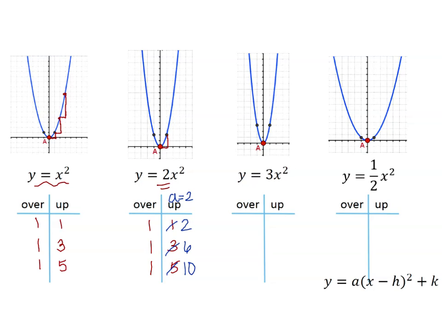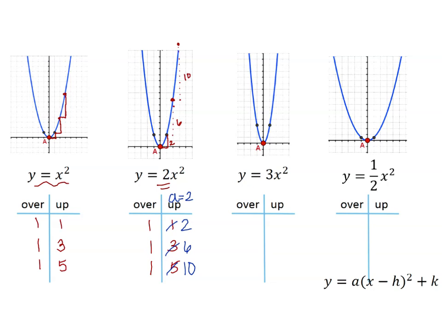So let's see how that looks in the graph. I've already gone over 1 and up 2. Then to get to my next point, I would go over 1 and up 1, 2, 3, 4, 5, 6. That gets me to my next point. And then over 1 and up 1, 2, 3, 4, 5, 6, 7, 8, 9, 10. It goes off my graph, but it would be somewhere up here.